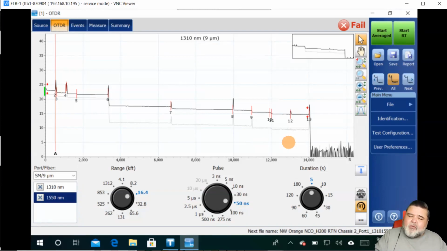Unidirectional splice loss, I'm only looking at it from one direction, where I want to see a gainer and a loser. So that's an inaccurate measurement. The best way to measure a splice or a connector is bidirectionally, ideally with a short and a long pulse width. That way you can look for fiber management issues in the cable.